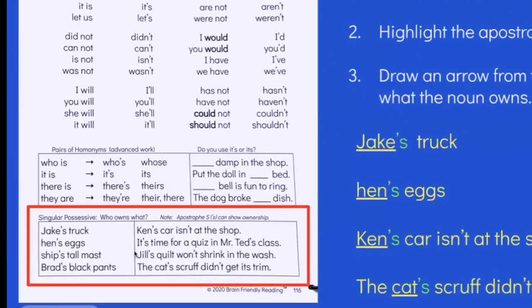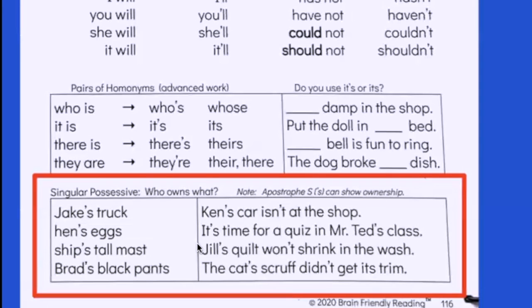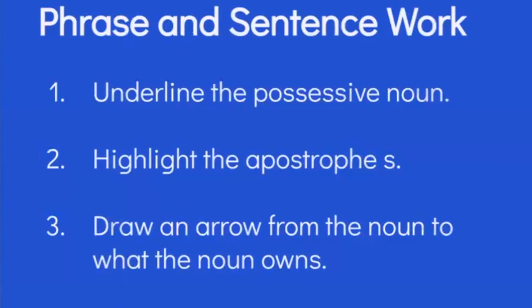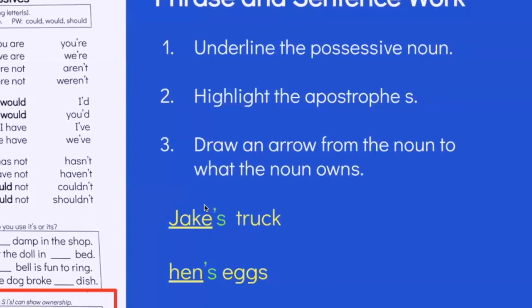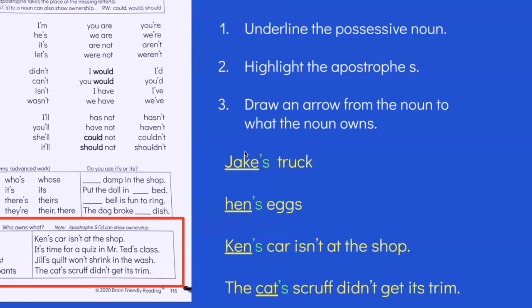Now I'm going to talk a little bit about some sentence work. So at the very bottom, you have some phrase and sentence work that you can do with the student. Some things that you can do is have the student underline the possessive noun so they can find the word that has that apostrophe S. They can highlight the apostrophe S, and then they can draw an arrow from the noun to what the noun owns. For example, Jake's truck, and they could draw that arrow from Jake's to the truck. Hen's eggs, Ken's car, the cat.